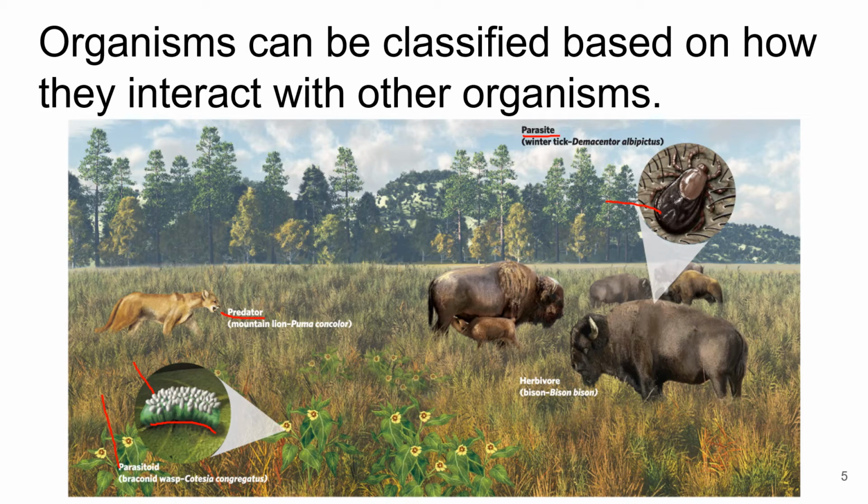A pathogen, you might have heard that term. Pathogens are parasites that cause disease in their host. And then finally, we have herbivores that are organisms that can consume primary producers such as plants and algae.